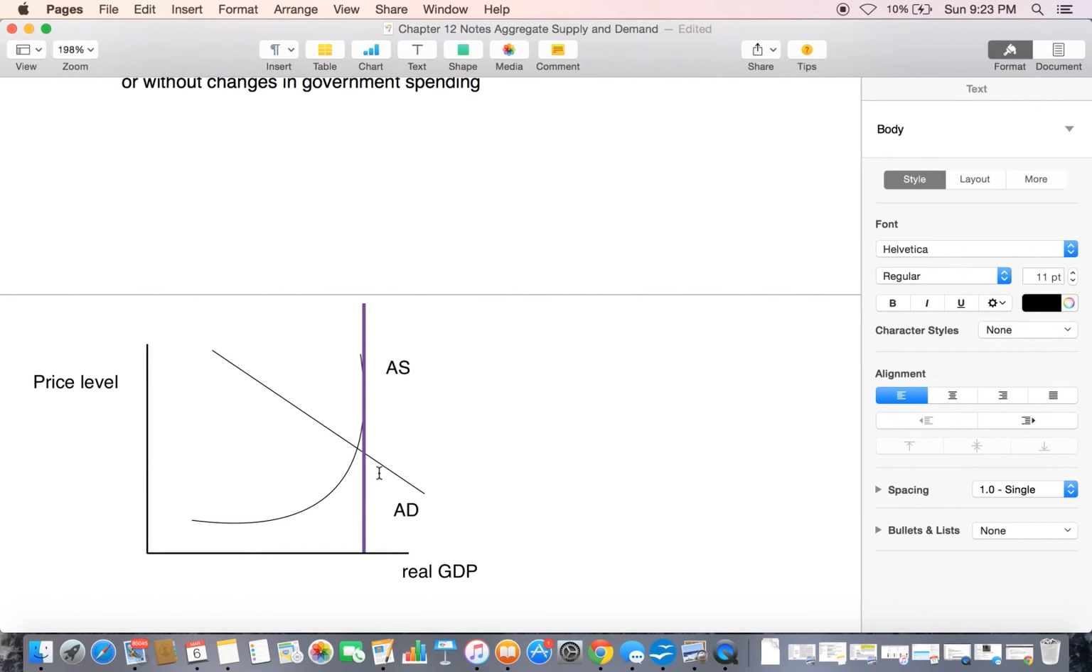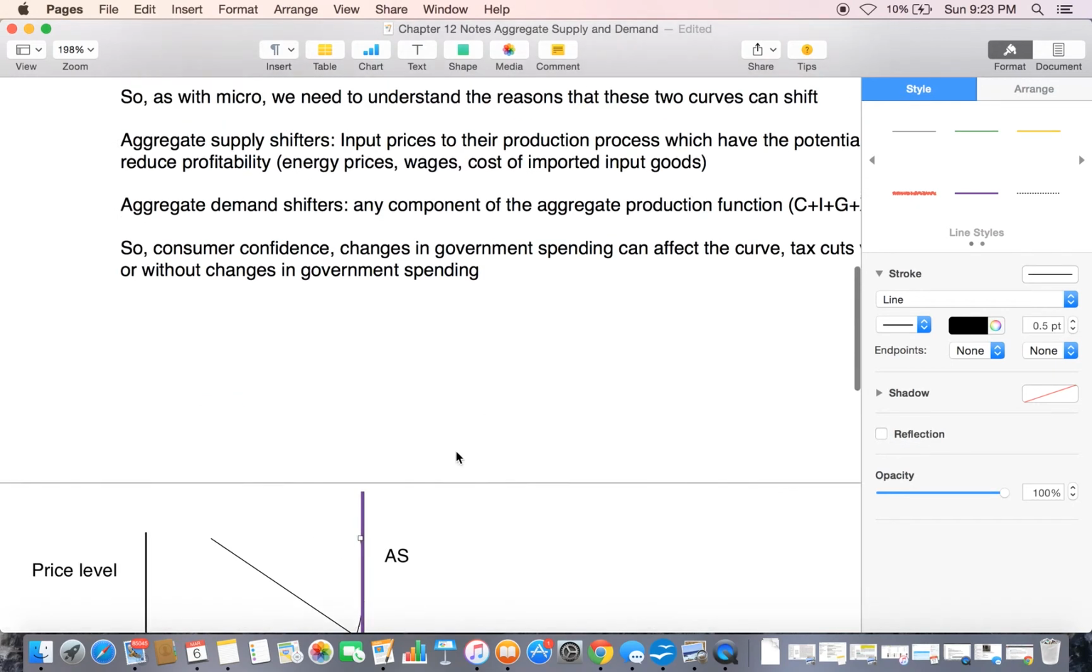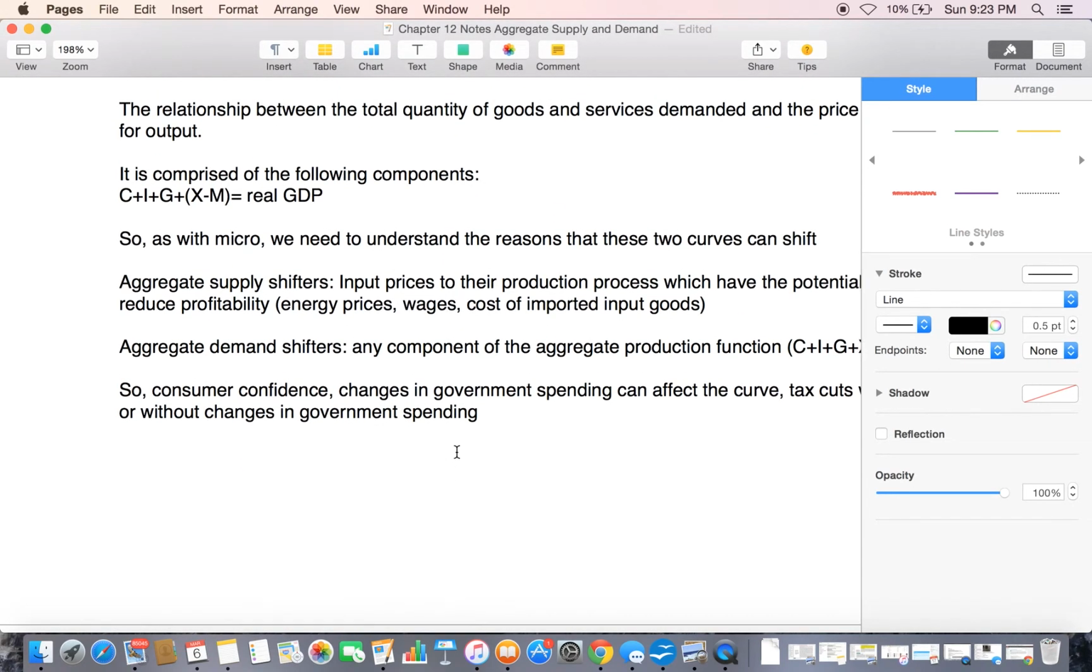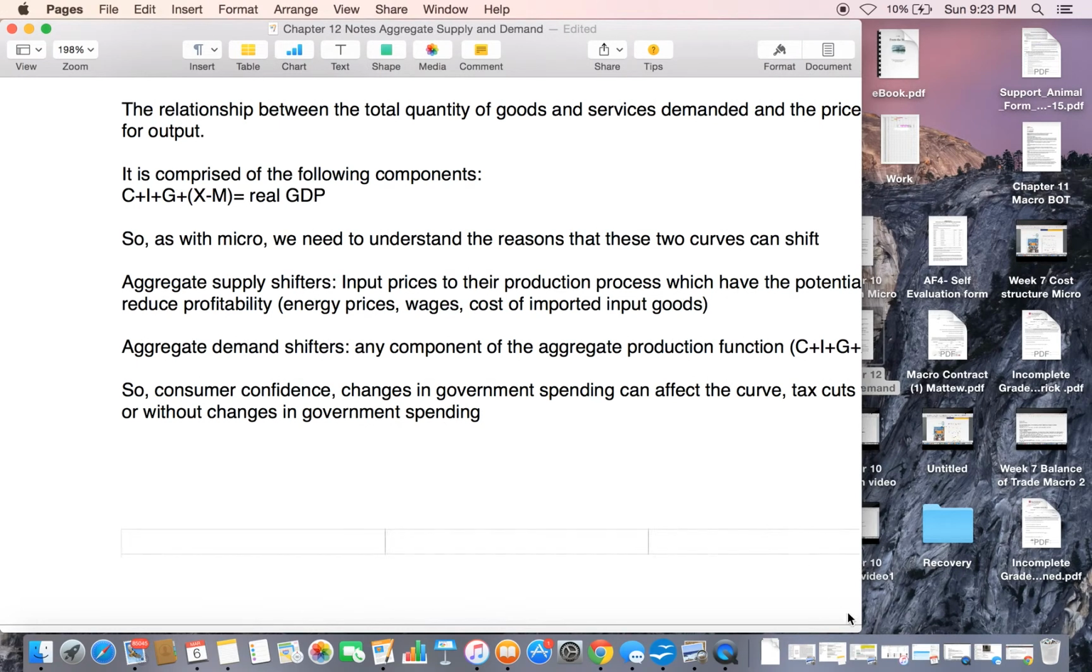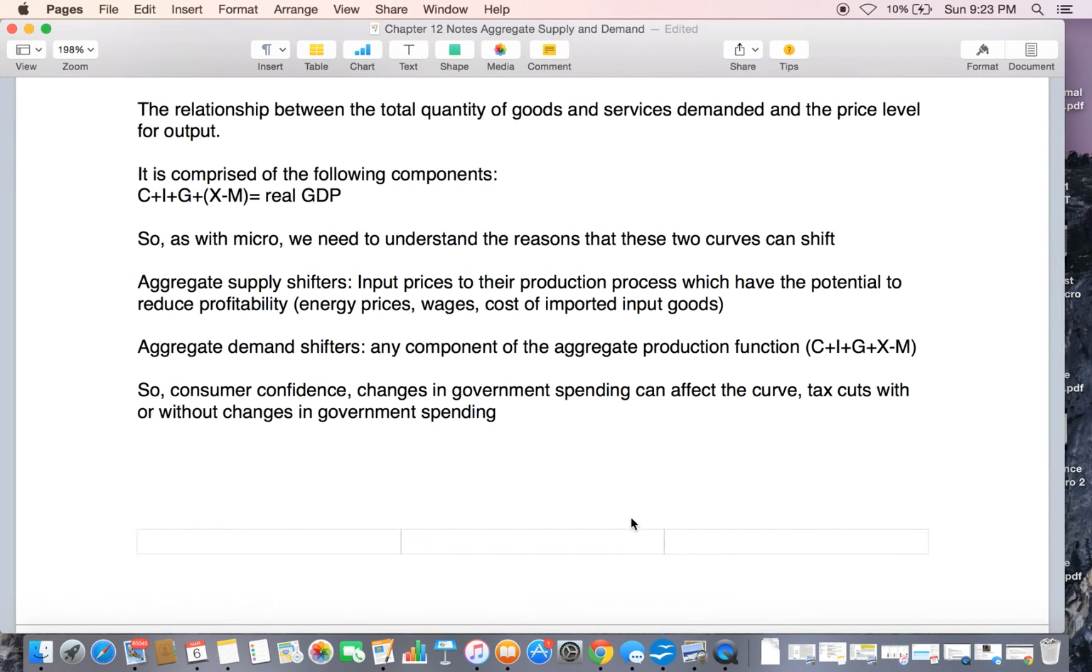Okay, so why does this aggregate demand curve shift? Why would our aggregate supply curve shift? Couldn't our potential GDP change in the long run? So our aggregate supply is going to shift whenever we have changes in input prices to the production process. And these would be the kinds of input prices that affect widespread production.